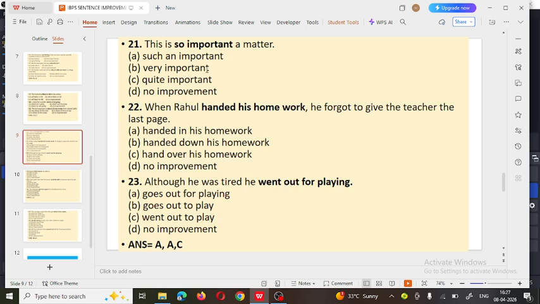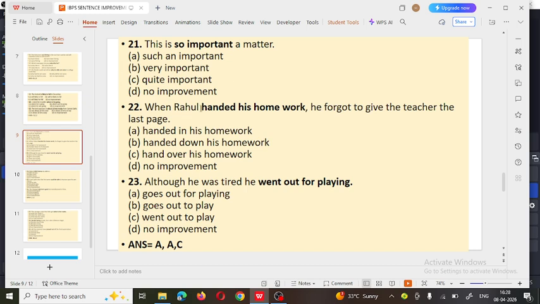It is such an important matter. It is very important a matter. This is quite important a matter. So from that, what is more appropriate when we are talking? Important is the word, so the auxiliary, that article which must be there, is "an". So option A is correct here. This is such an important matter.